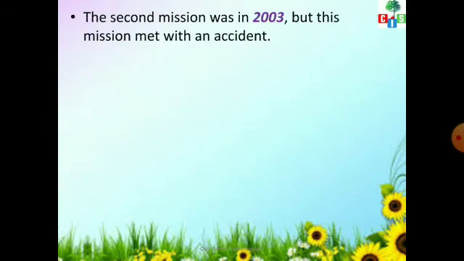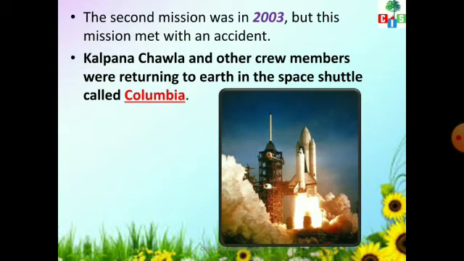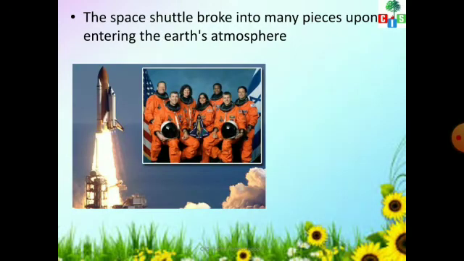But the second space mission, which was in 2003, met with an accident. Kalpana Chawla and other crew members were returning to the earth in the space shuttle called Columbia. Not only Kalpana Chawla, but the other crew members who were with her in the space shuttle were returning to the earth. And while returning, they met with an accident. The space shuttle they were returning in was named Columbia. That space shuttle broke into many pieces when they entered into the Earth's atmosphere.